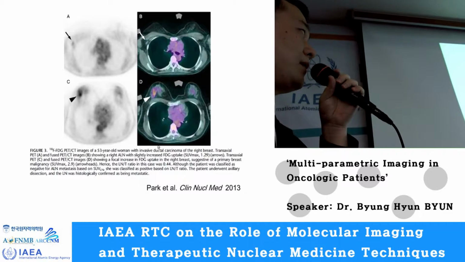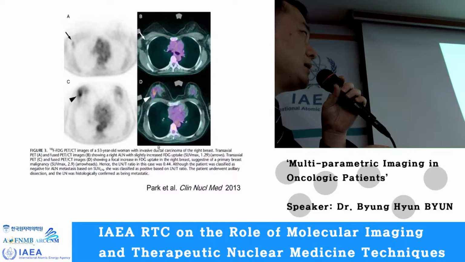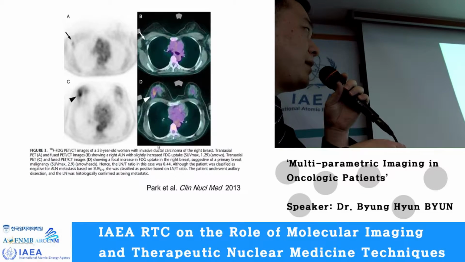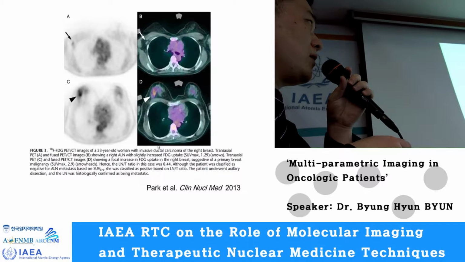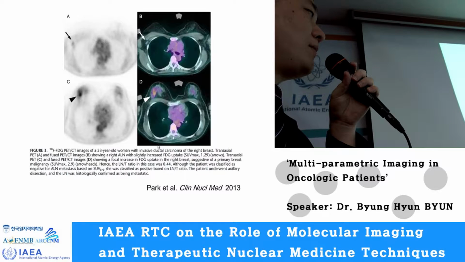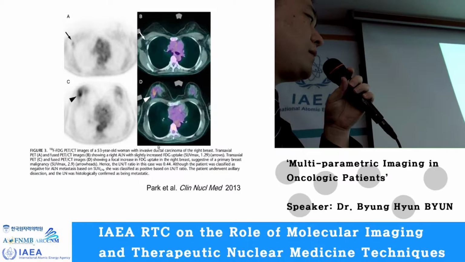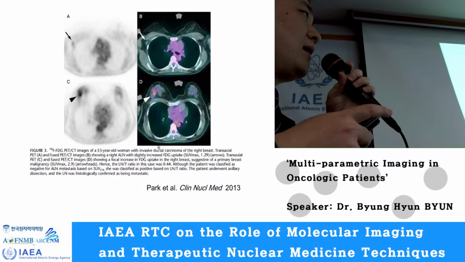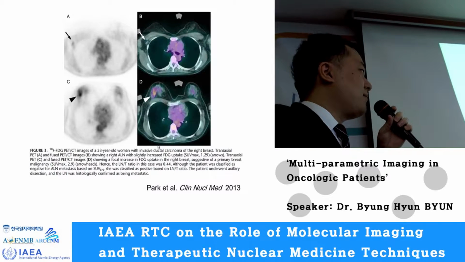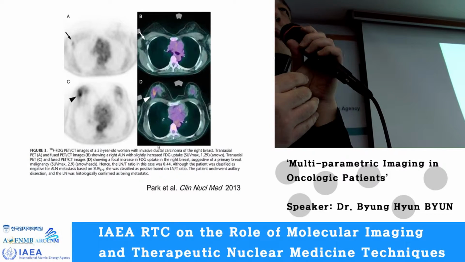This is an example. As you can see in the upper images, the SUV of the axillary lymph node was 1.3, and the SUV of the primary tumor was 2.9. As you can see, the primary tumor shows relatively low FDG uptake.